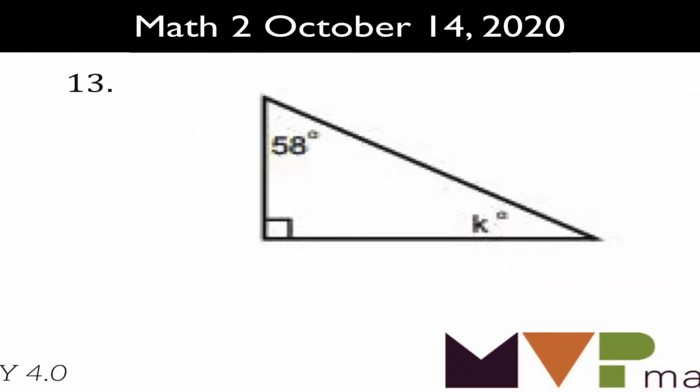All right, set it up here and see what you have. Now, I'm only giving one number here, but you guys know what this shape means. That means we have a 90-degree angle. All right, so 58 plus 90 plus k equals 180. Combine like terms and solve.